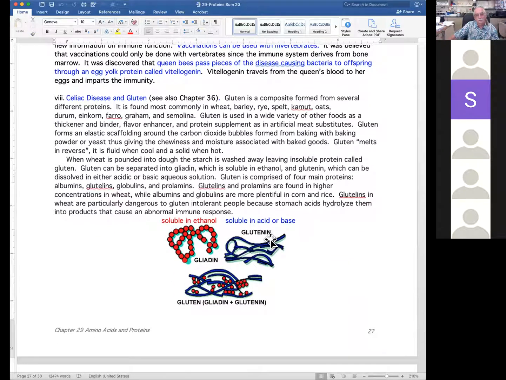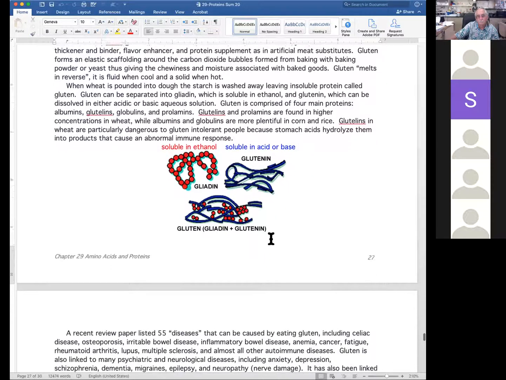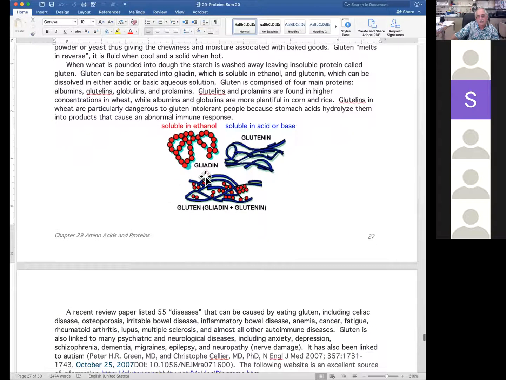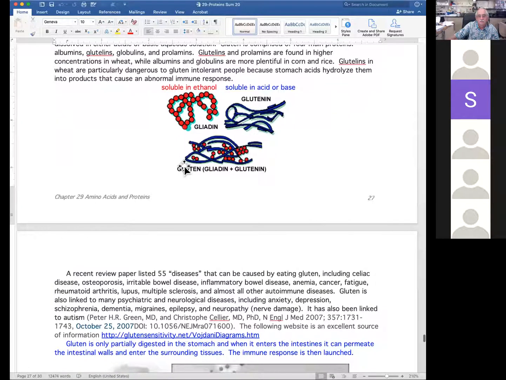And then we talked about gluten and celiac disease. So here's gluten right here. It's made up of gliadin and glutenin. And this does not get completely digested. That's the problem.